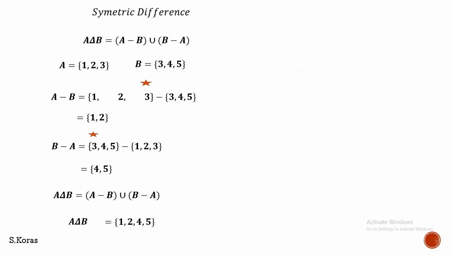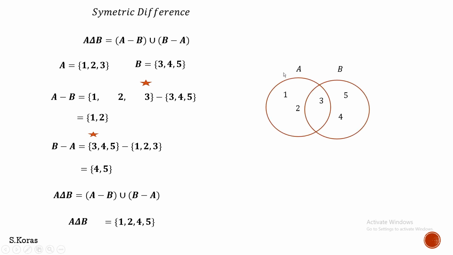If you mark it in the Venn diagram, this is the Venn diagram of A and B. If you want to find A difference B, that is this part. That means we have to find only the elements which are in A but not in B. In other words, we can say A difference B is nothing but only A. This is this part.